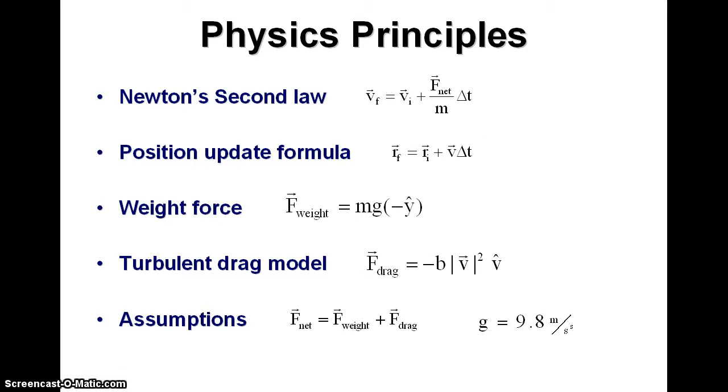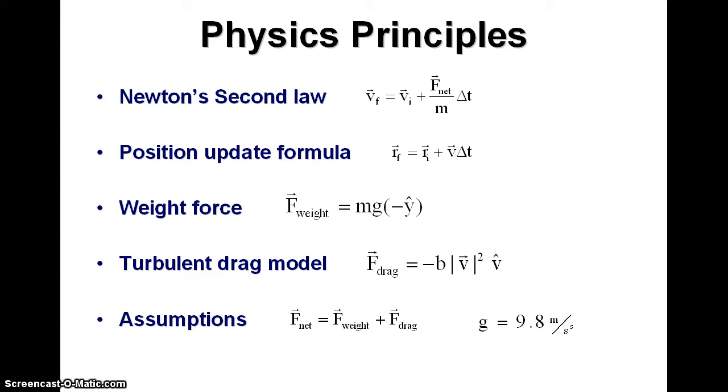To construct my computational models, I used the following physics principles: Newton's second law and the position update formula. To calculate the weight force, I used the force equals mass times acceleration form of Newton's second law, where the acceleration is the magnitude of the gravitational field near Earth's surface times the negative y unit vector. To calculate the drag force, I used the turbulent drag model provided in the lab assignment. Note that b, the proportionality constant for the magnitude of the drag force, is a constant with units of kilograms per meter. For the purpose of these models, we will assume that only the weight force and the drag force exert a significant force on our system.